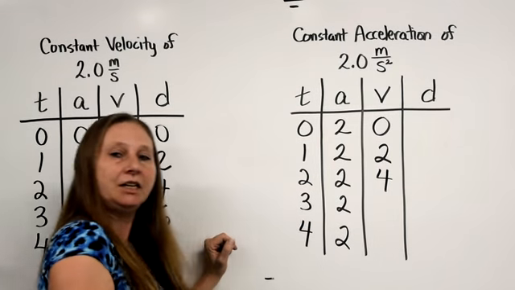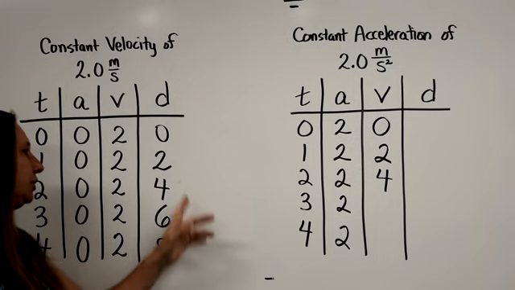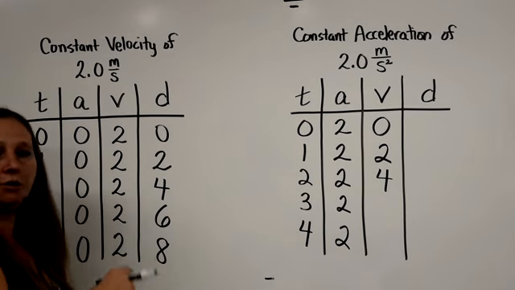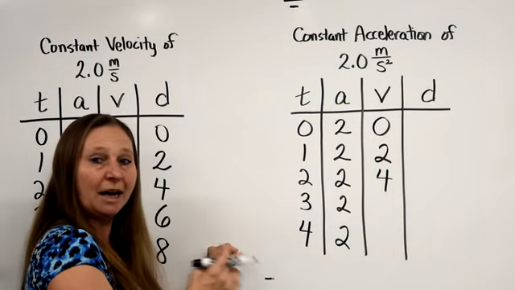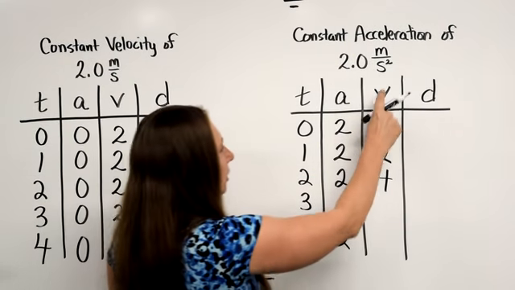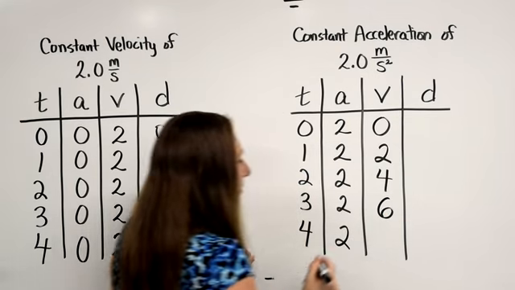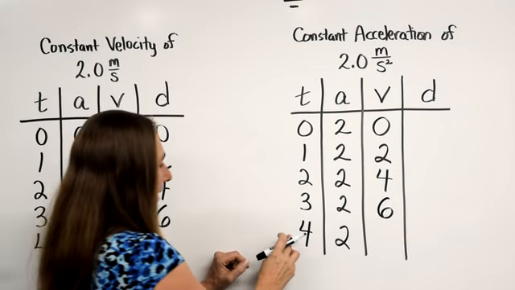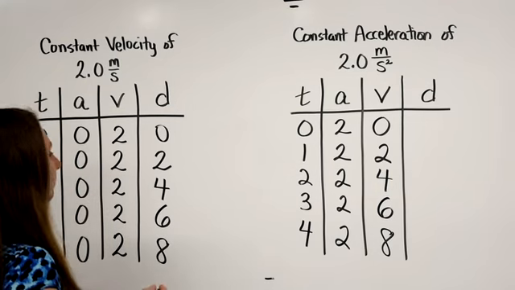Your velocity is going up every second. See here, your velocity is staying the same. Your distance is going up by 2 meters every second. But here, your velocity is going up by 2 meters per second every second. So now after 3 seconds, your velocity is 6 meters per second. And after 4 seconds, your velocity is 8 meters per second.